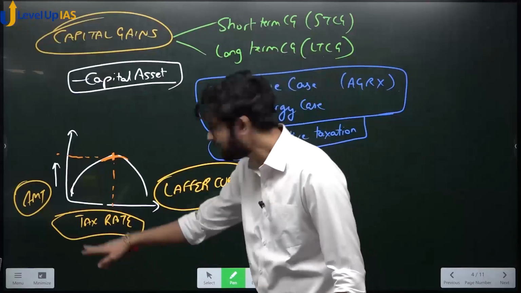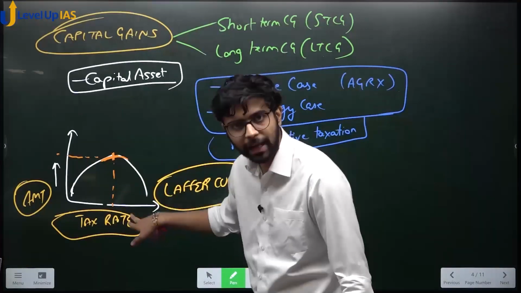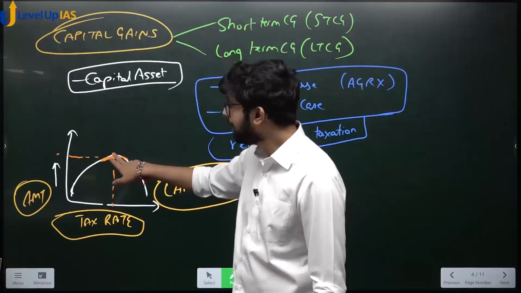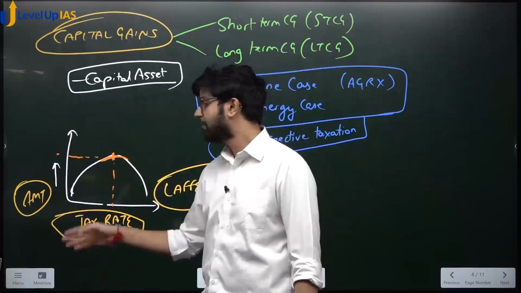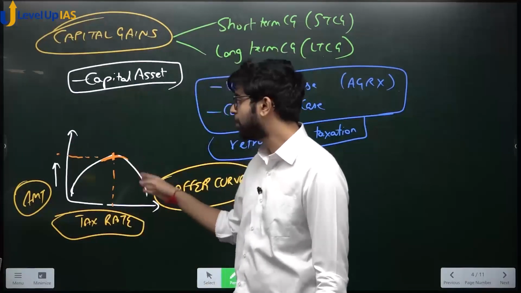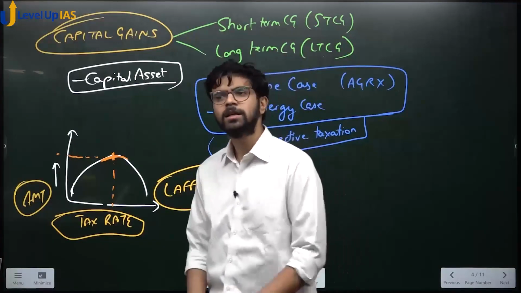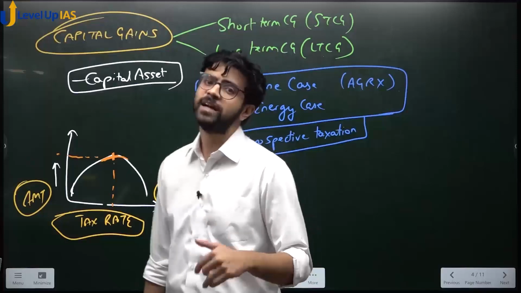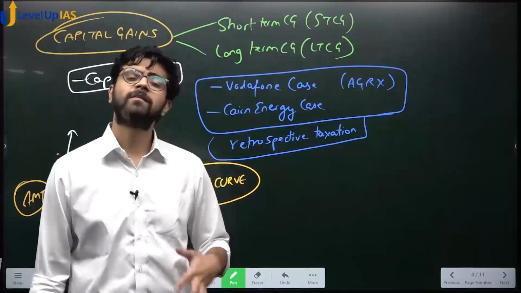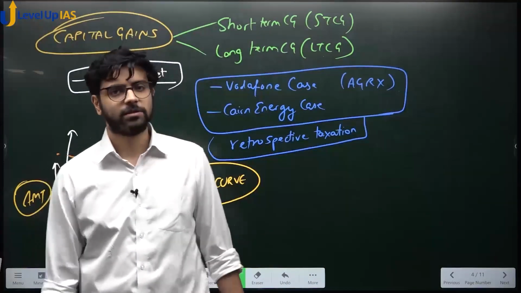Okay? So when this happens, at the peak point you will have some tax which is the highest. If after this I keep on increasing my tax rate, my amount will eventually reduce. The reason being, people will start evading taxes. People will look for other job opportunities where the tax is not high, or people will simply not pay tax.